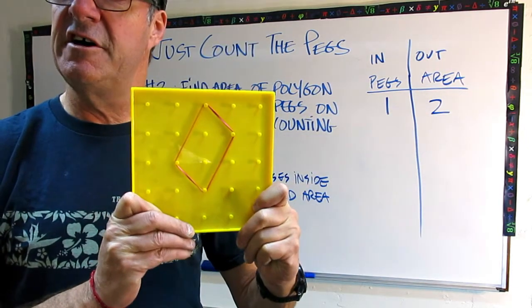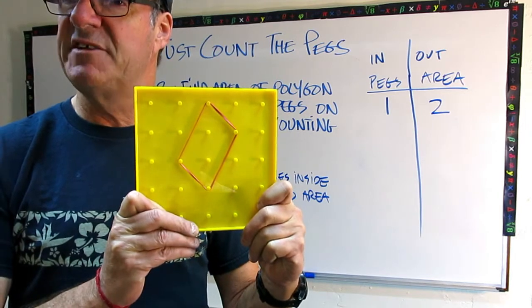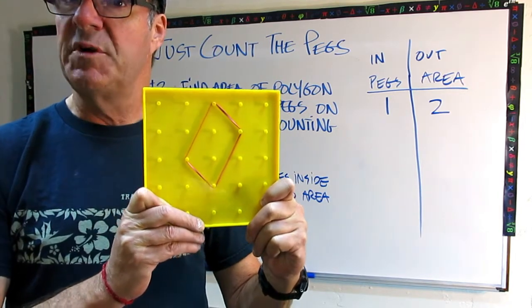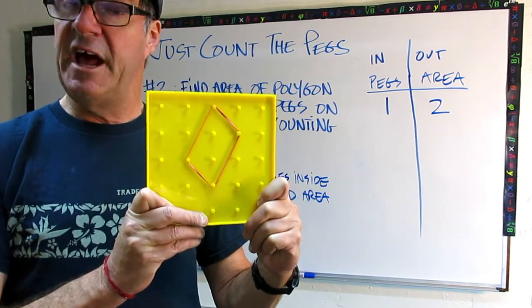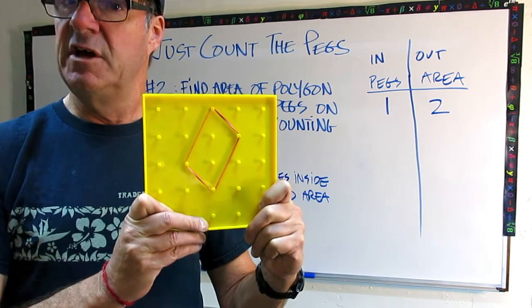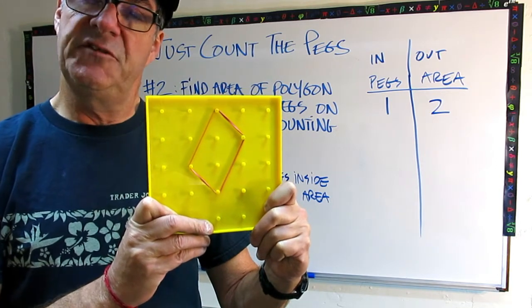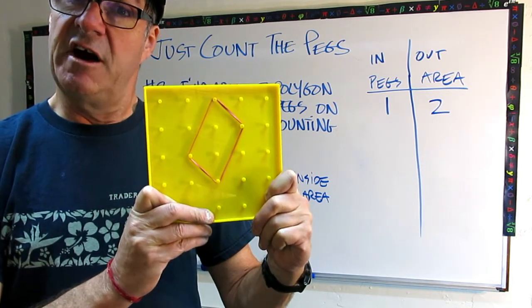Okay, here's another one. I've expanded the rubber bands out just a little bit, but we still just have 4 outside pegs, so we match that rule, and now we have 2 inside pegs. So take a minute, pause the video if you have to, and figure out the area of that polygon.